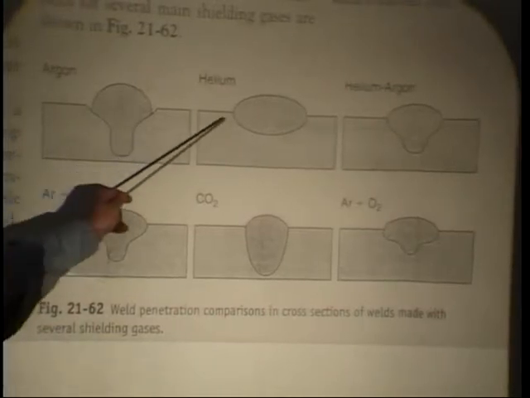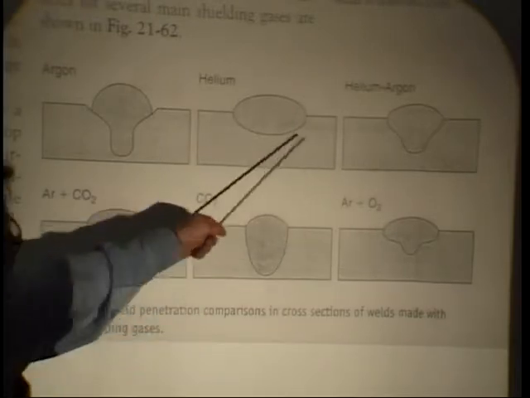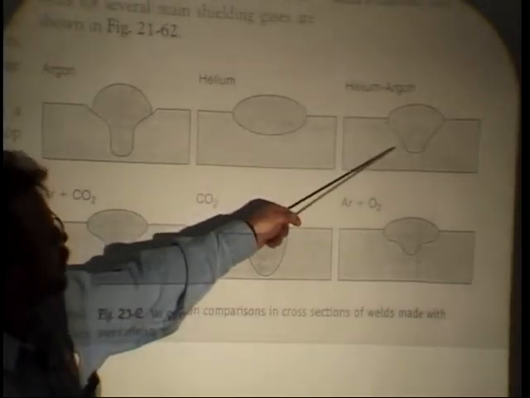Not only does it affect the amount of heat transfer, but it affects the amount of penetration into the base metal. If we use pure argon, you can see we get really deep penetration. Helium, the penetration is a little more shallow, but it's broader. In a combination, we kind of get the best of both worlds. Argon and CO2, you can see it's a little narrower and not as deep.